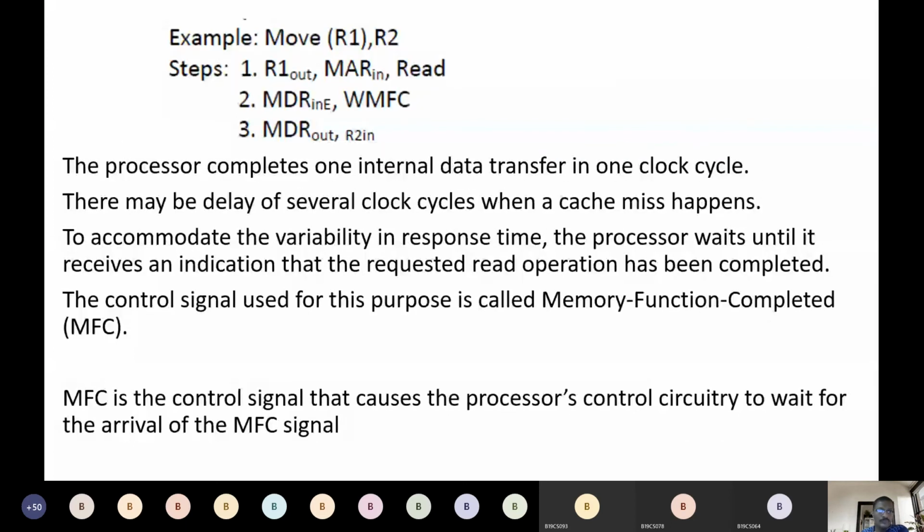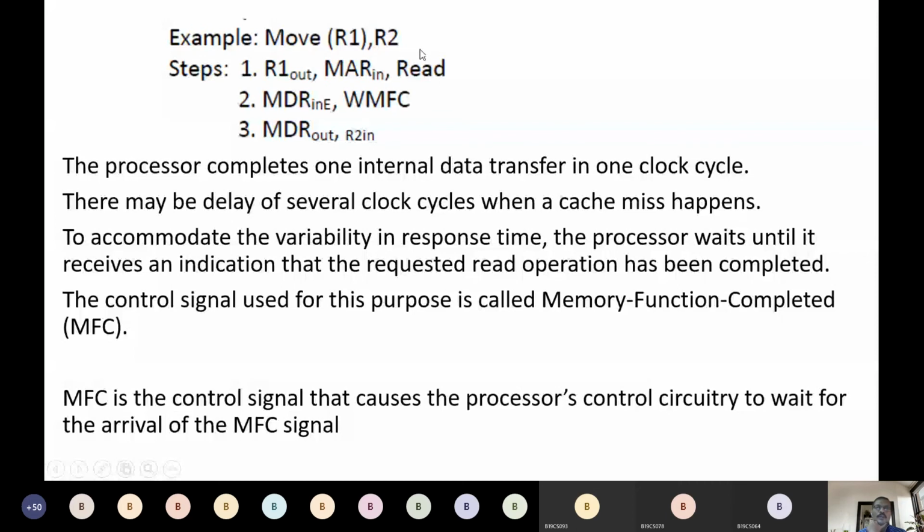So you can see this is one instruction, moving contents of R1 to the R2 register. These are the instructions we have. R1 out: the first register, the signal R1 out is made 1, so the first register R1's data flows to the bus. Next, the address is kept in MAR, so MAR in. Next it says read: the control signal enabled is read.